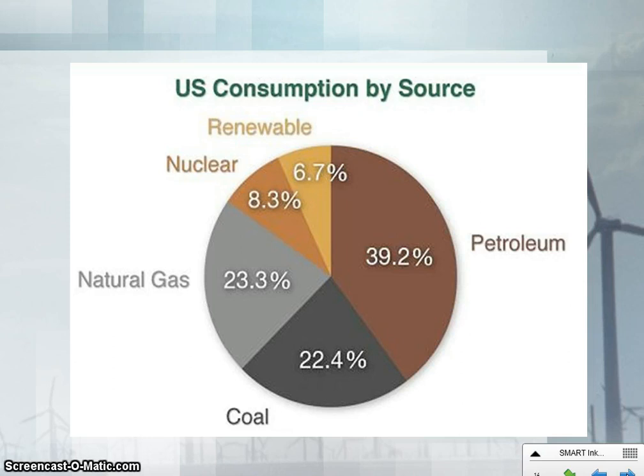And as just a little closing note, here's a little graph that shows how the U.S. uses their energy. You can see that the majority of our energy, nuclear, natural gas, coal, petroleum, these are all examples of non-renewable resources. 93% of the energy that we use in the United States is from non-renewable resources. Only 6.7% is from renewable sources.